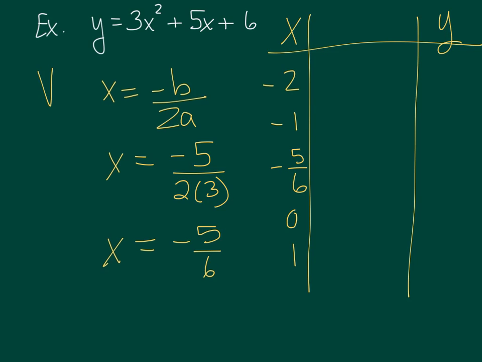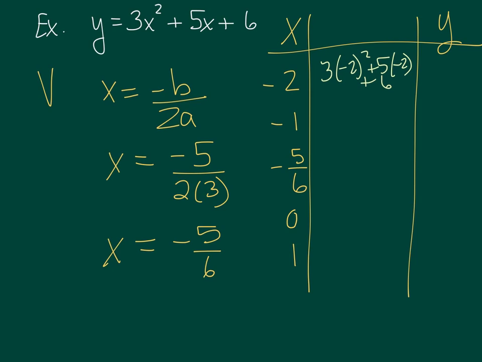Now, here's where it's not completely symmetrical, because the difference between negative 5 over 6 and negative 1 is not the same as negative 5 over 6 and 0. But that's okay. So we're going to plug this stuff in. So when I do that, I get 3 times negative 2 squared plus 5 times negative 2 plus 6. So I've got to do this stuff just like we did before.